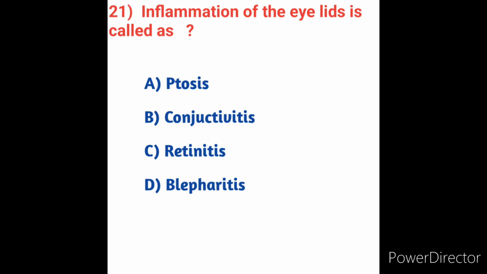With blepharitis, people may have red, puffy or crusty eyelids and sometimes red eyes. It may affect people of all ages. Blepharitis can lead to recurrent bouts of pink eye or conjunctivitis. If we do not treat blepharitis in time, it can lead to conjunctivitis. So inflammation of the eyelid is called blepharitis. Option D is the correct answer here. Next we will move on to question number 22.